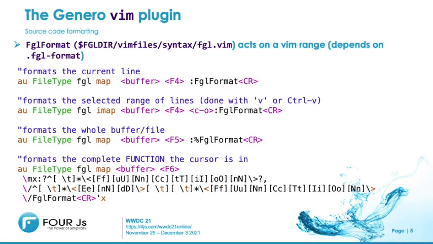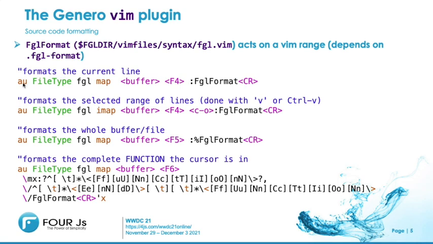Vim has its own language called VimScript, and fglformat is a VimScript function located in this directory: $FGLDIR/vimfiles/syntax/fgl.vim. The function acts on a Vim range and, of course, depends on the .fgl format somewhere in your file hierarchy.